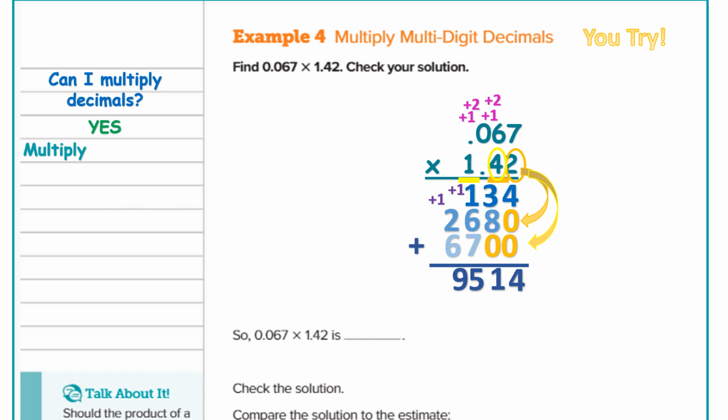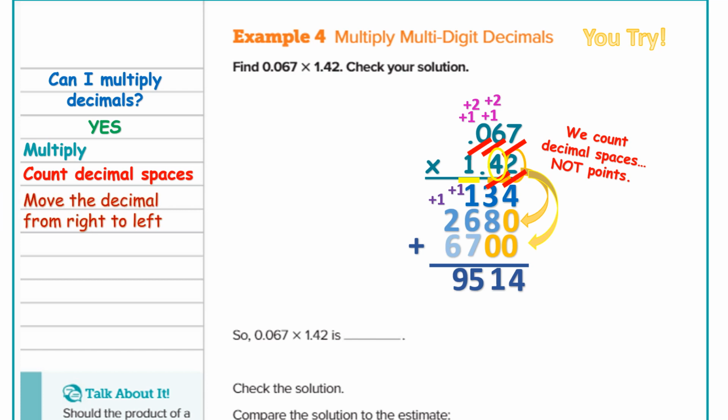All right, I did my multiplication. Am I done? No, because there's a second and third step. My second step, I count my decimal spaces. Notice there are 3 decimal spaces in the top and 2 decimal spaces in the bottom. That's a total of 5 decimal spaces. Therefore, step 3, I have to move my decimal where my answer is from right to left that many times.